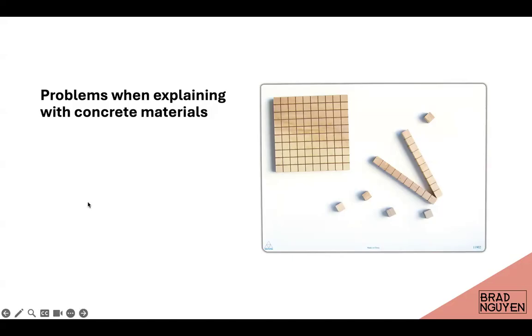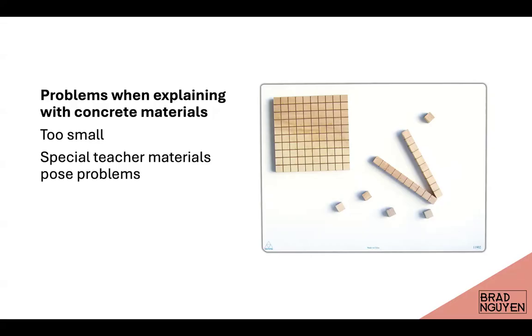It might be that your materials are too small. So you're showing kids how to make 246, and the kids at the front can see it with your materials, but the kids at the back can't see it. So the fact that your materials are too small is a problem. One of the solutions is you have special teacher materials. So you have giant MAB blocks that you stick on the board, right? But these can cause problems as well.